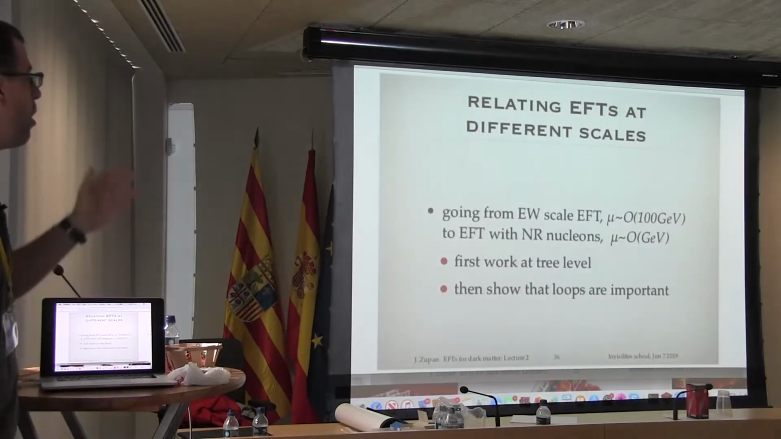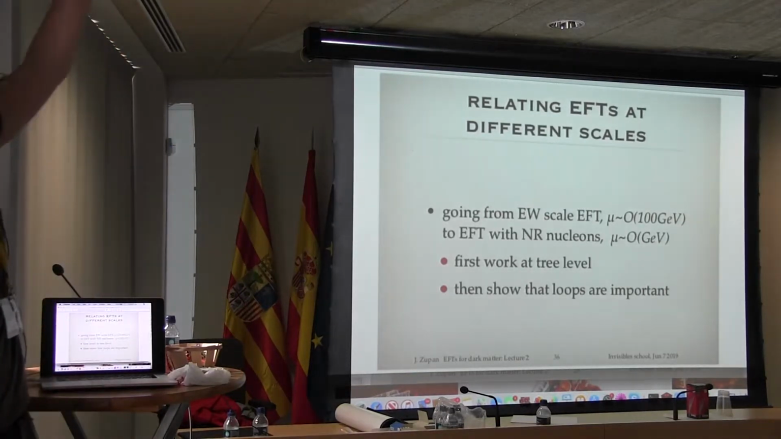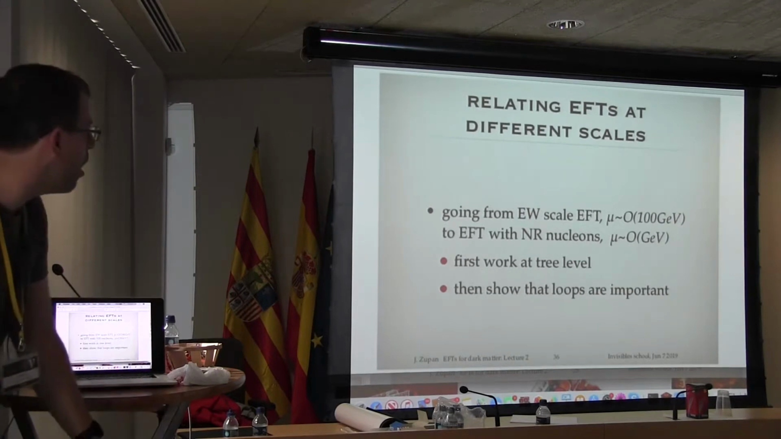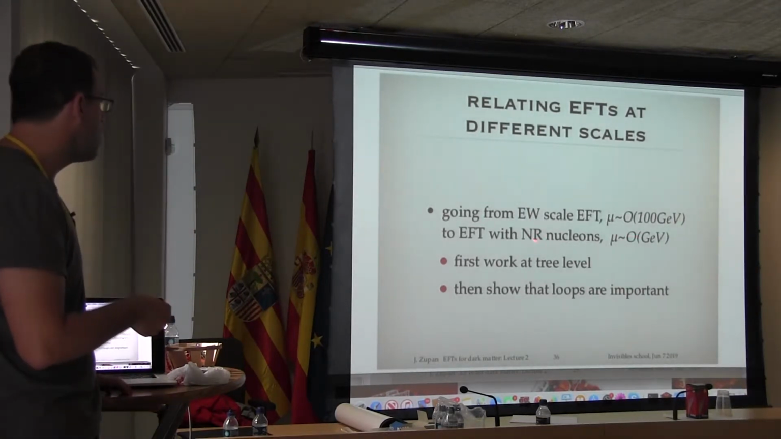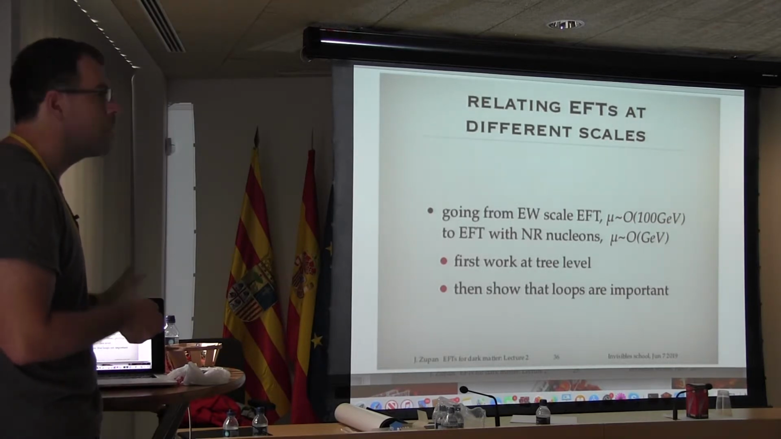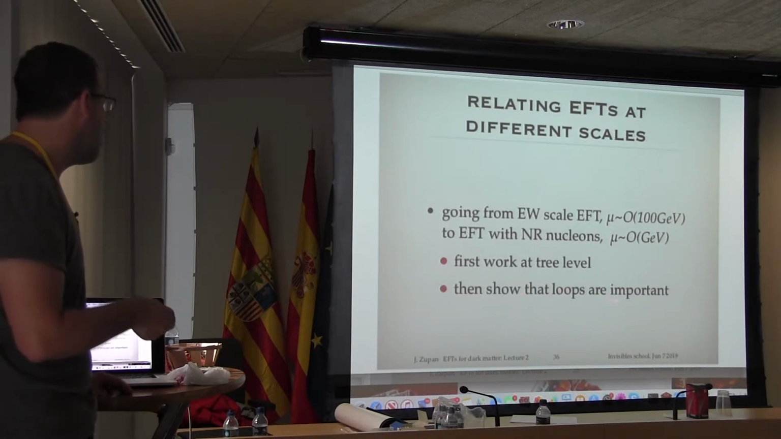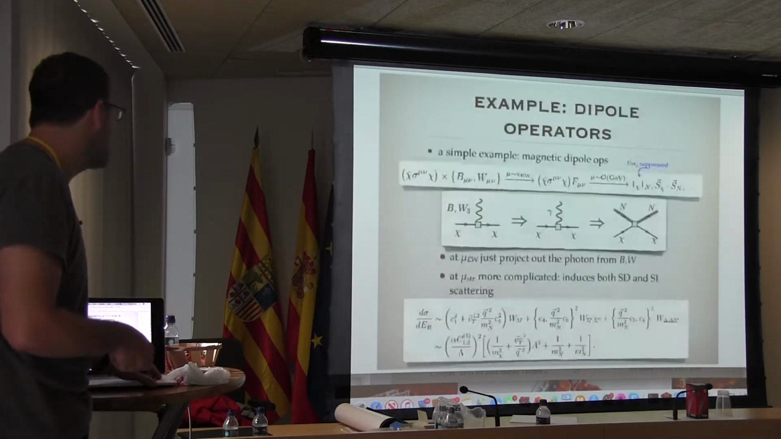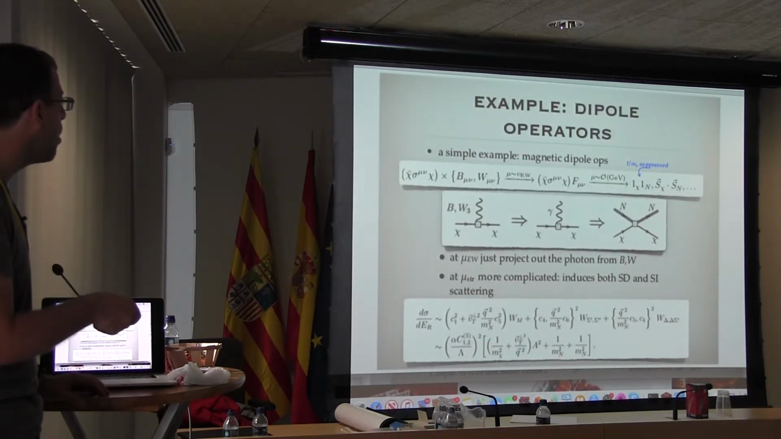Alright, so what I do now is I relate these different scales. We want to start at the UV and then go down to these non-relativistic nucleons. First I'll show two examples of how this works at tree level without mixing, and then we'll show that the loops can be important. Alright, so our celebrated magnetic dipole.